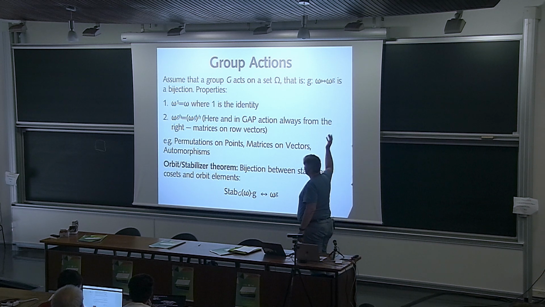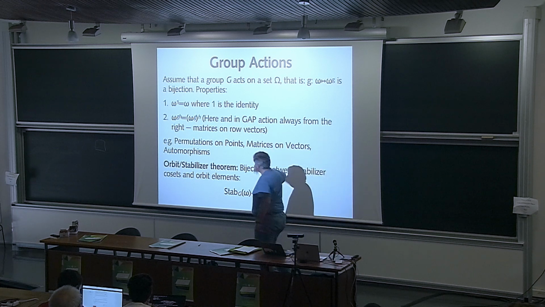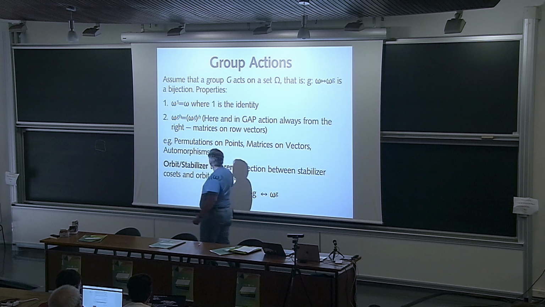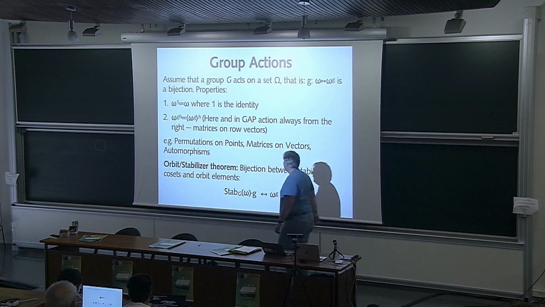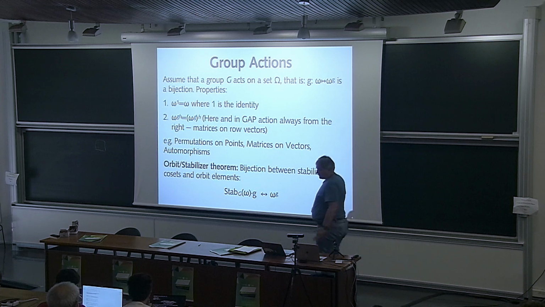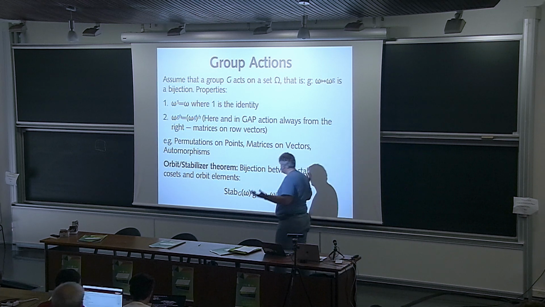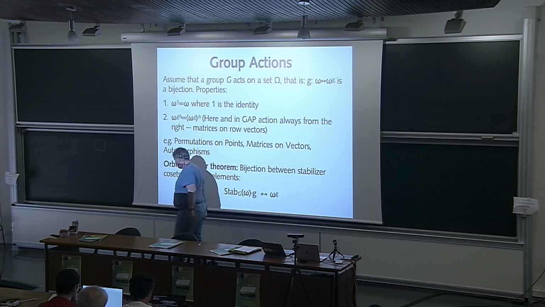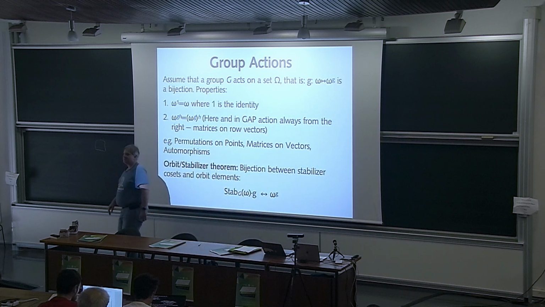Yeah, we want a group action. The identity maps every element to itself. A product acts as a product should do. And examples of this are permutations on points, matrices on vectors, automorphisms on the underlying structure, matrices on subspaces, and so on.